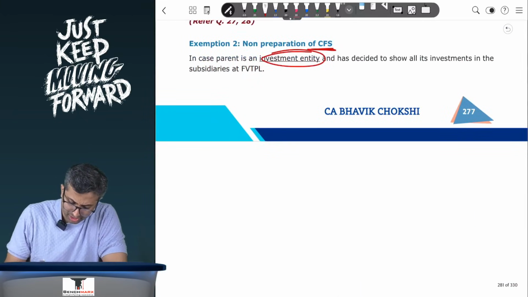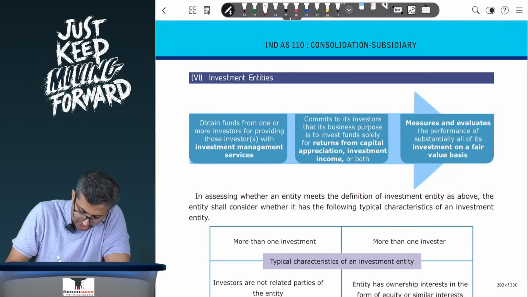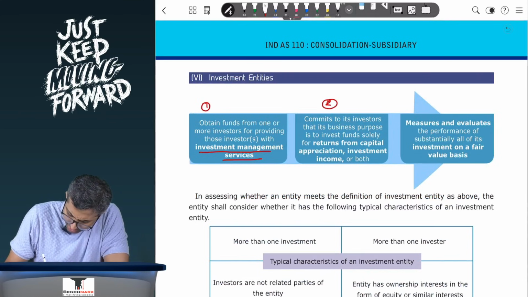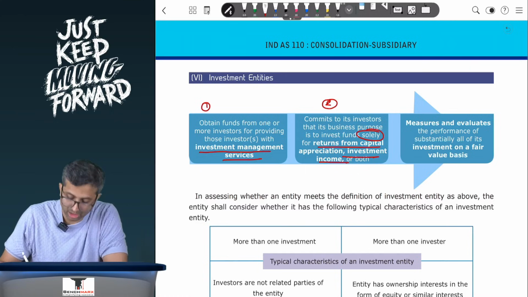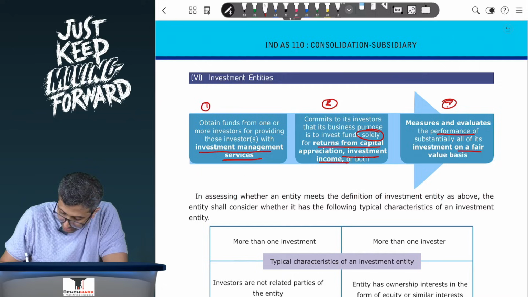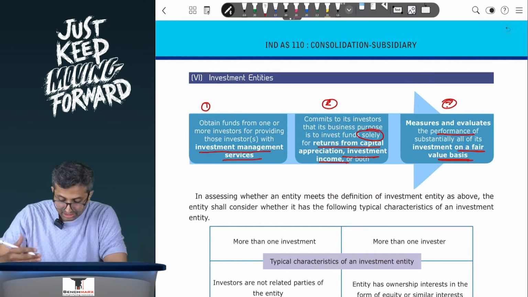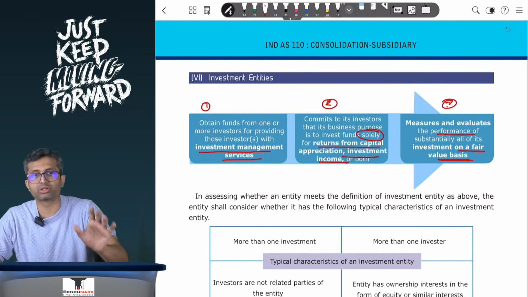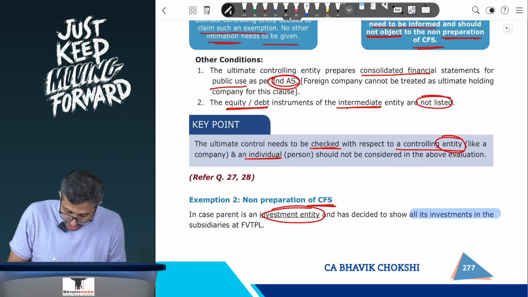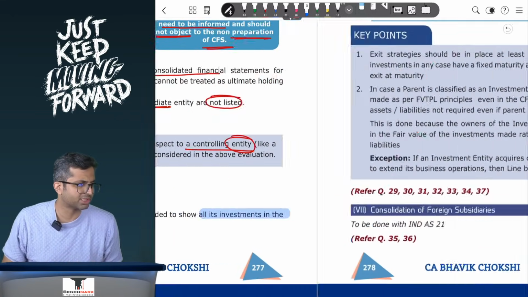So when I look at most of these investment entities, they meet 3 criteria. First, they obtain funds from investors for providing investment management services. Second, they commit that the objective is solely earning returns from capital appreciation or investment income or both. And third, they measure and evaluate the performance of all of their investments on a fair value basis. These are the 3 top criteria that are going to be looked at, and because you're evaluating the returns on a fair value basis, it makes sense to show these investments in the subsidiaries at fair value through profit and loss. It is FVTPL.